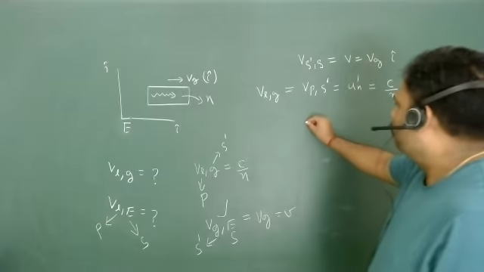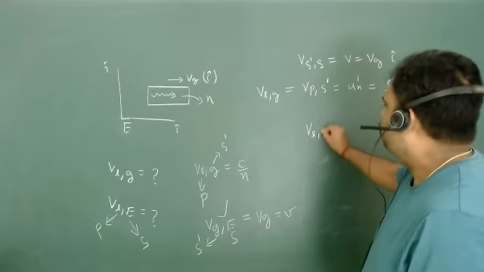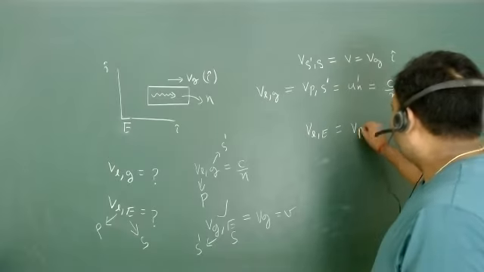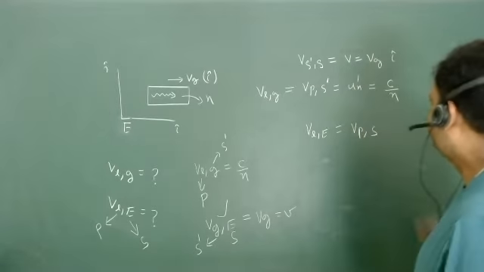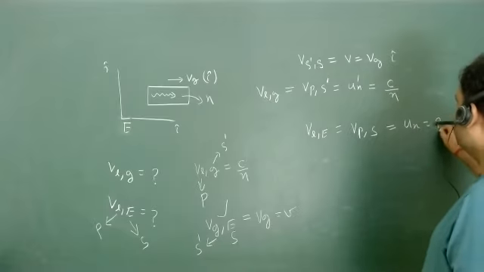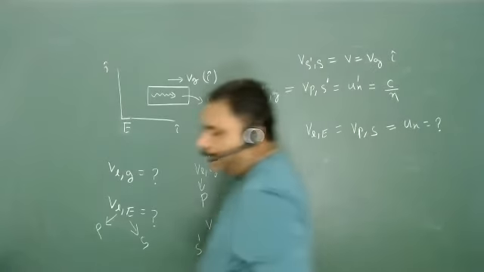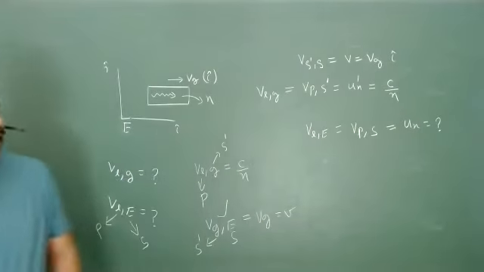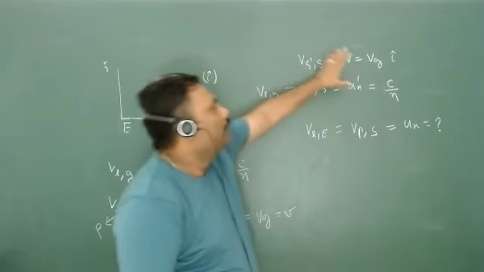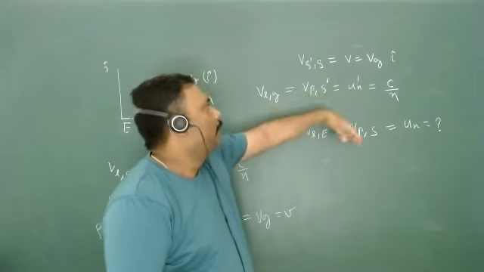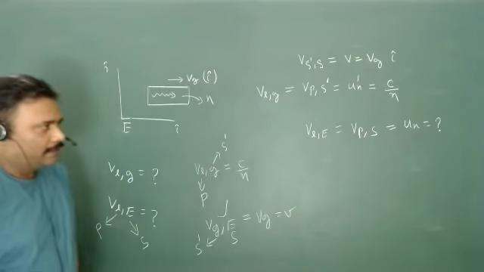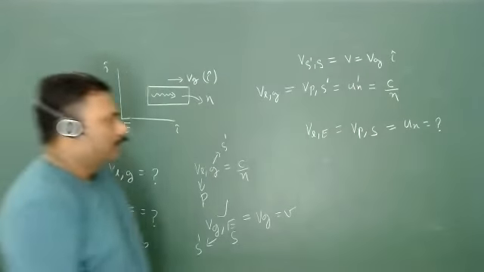And now we have to calculate the velocity of light with respect to Earth. That means the velocity of the particle with respect to S, and this will be nothing but Ux. So I have just reorganized all my data, and I have kept all data in my general notation. What is my general notation? V, Ux dash, and Ux. These are my general notation, and we can easily use this.